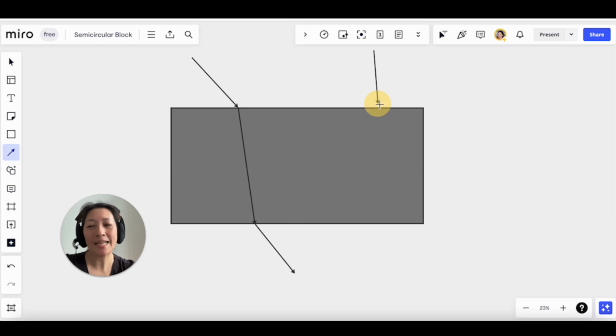Hold on, the line is trying to snap to the center, which I don't want it to.